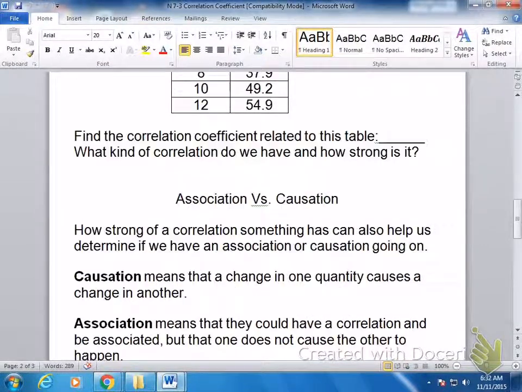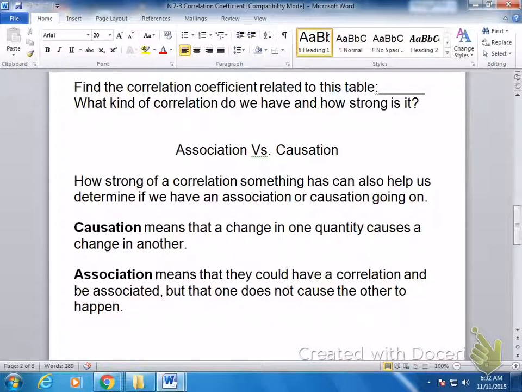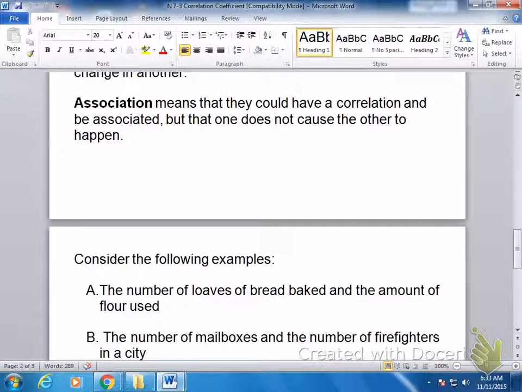Now, if we come down a little bit, we're going to learn 2 new vocabulary words: association versus causation. How strong of a correlation something has can also help us determine if we have an association or a causation going on. A causation means that a change in one quantity causes a change in another. It would be like maybe if I stopped going on a diet and I ate more fatty foods every day, that would cause my weight to go up, so it directly affected the other quantity. Association means that they could have a correlation and be associated, but that one does not cause the other to happen. So we're going to look at the next page at a few examples and see how these work.